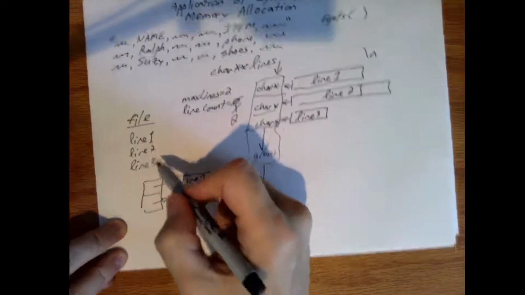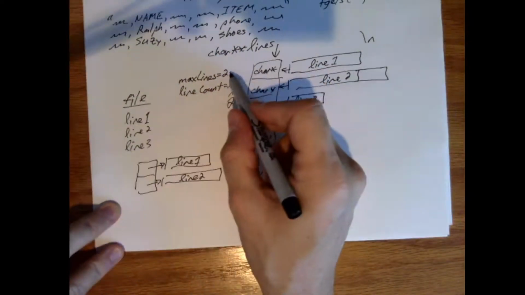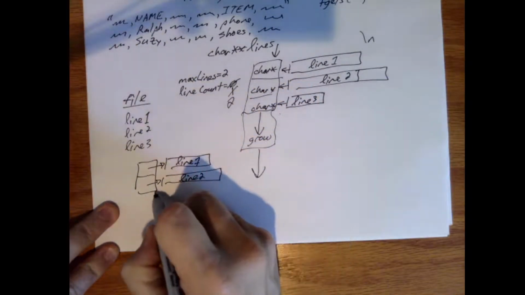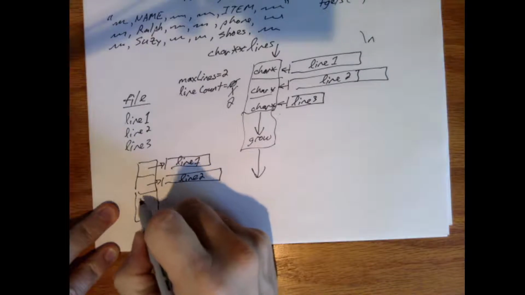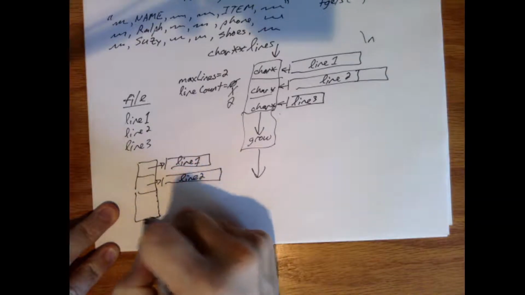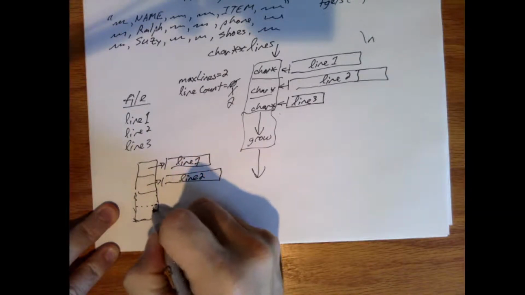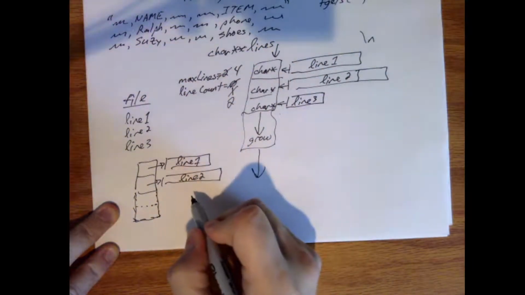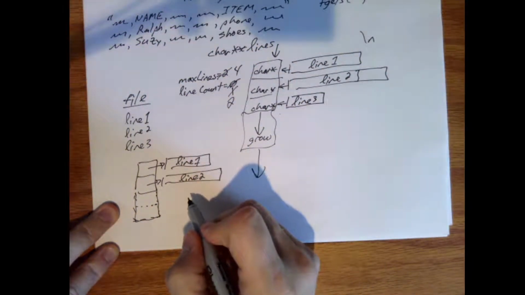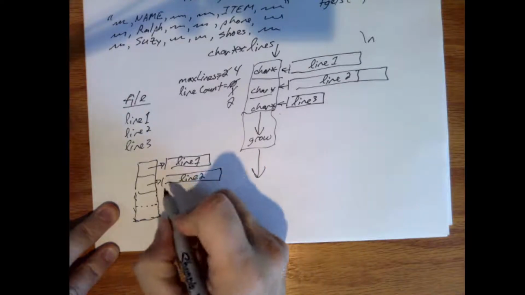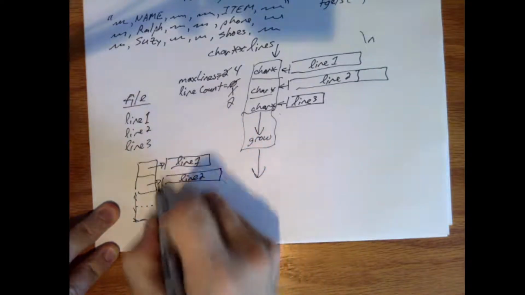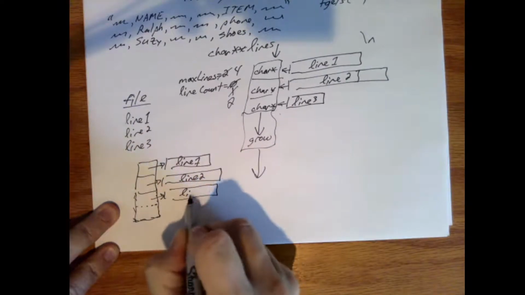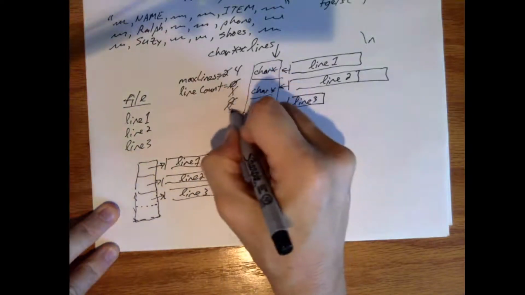I now want to store line 3. But now max lines and line count are the same, 2. So I know there's not enough memory. So this is where I'm going to double this. Maybe I should have done it like that. Change max lines now to 4. And now continue with the other part, which is store line 3. And change this to 3.